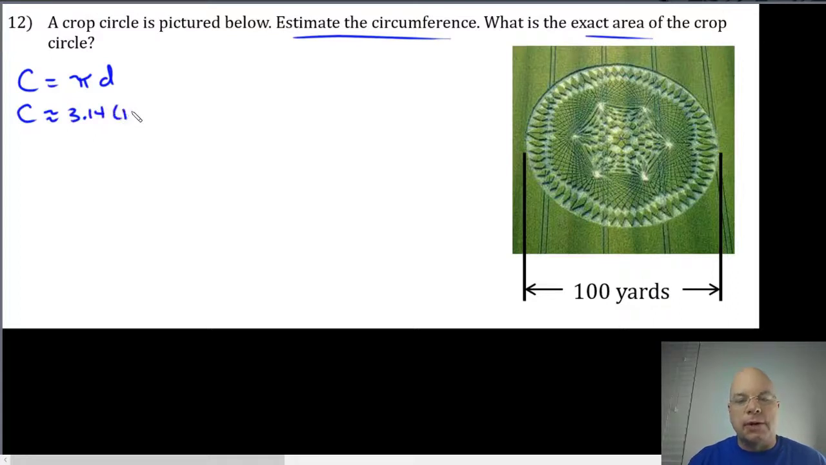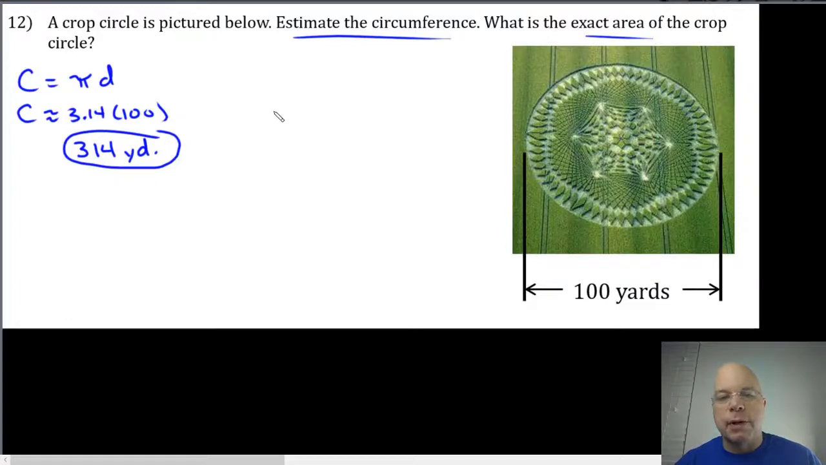The diameter is 100 yards. You don't need a calculator for this. If you're multiplying by a power of 10, you can move the decimal place. This is 10 to the second power, so I can move the decimal 2 places to the right. So it's just 314 yards would be a reasonable estimate for the circumference of that crop circle.